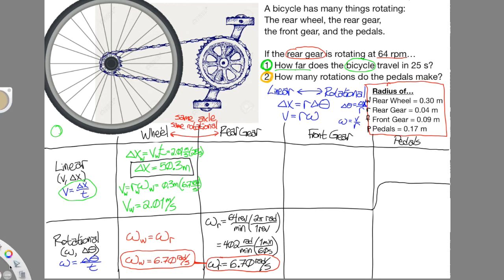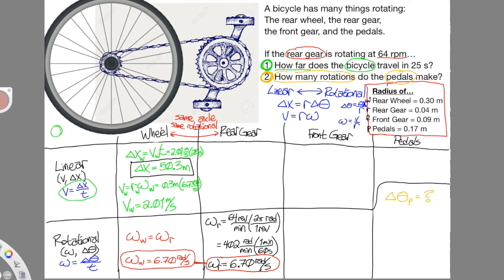So start with what the problem is asking for. How many rotations do the pedals make? So we're asking about the pedals for sure, and rotations is probably going to be a rotational variable. So how many rotations isn't omega? Omega, the angular velocity, is how fast something is rotating. How far something has rotated is delta theta. So what we really want here is delta theta of the pedals. And that's our answer. That's where we're trying to get to. So you can see we have a lot of steps to get all the way over there. So right now, we need to start back from where we actually know information.